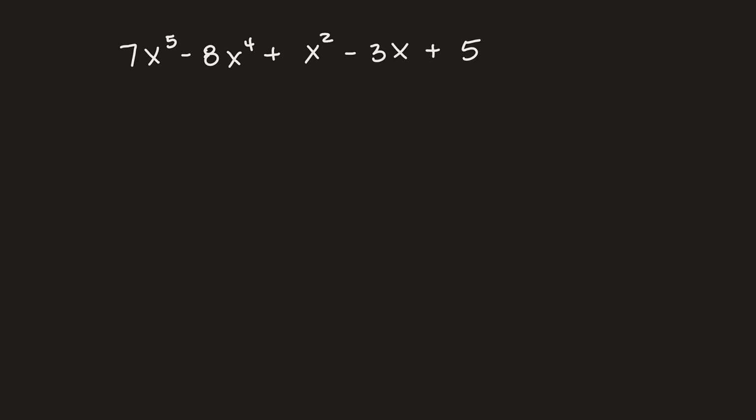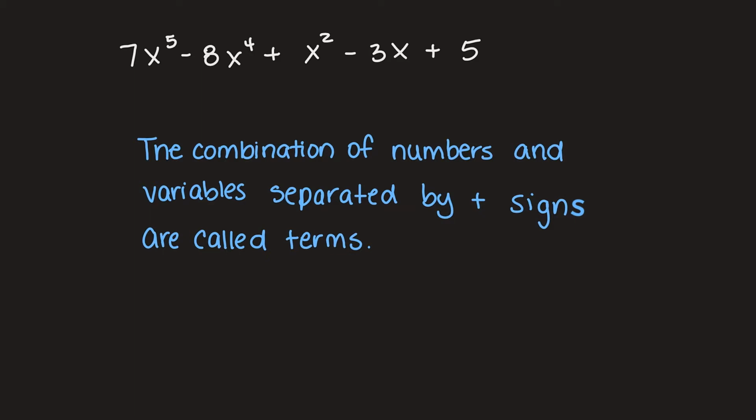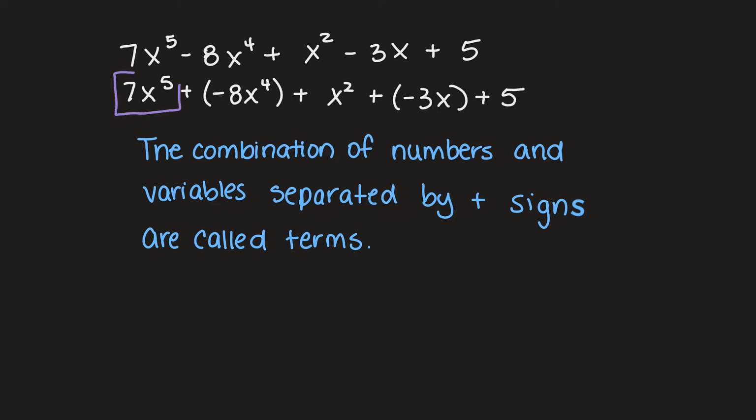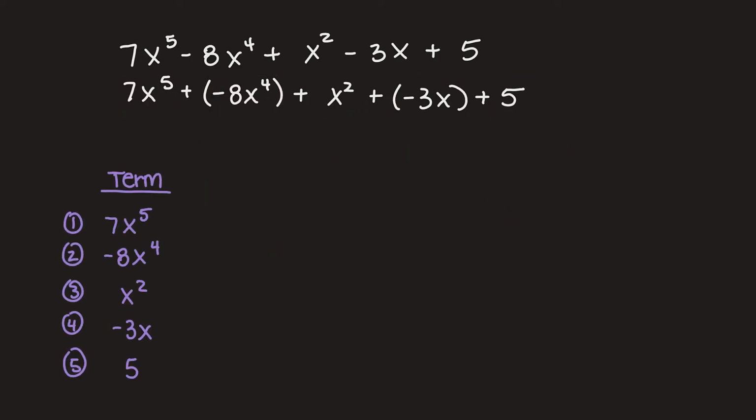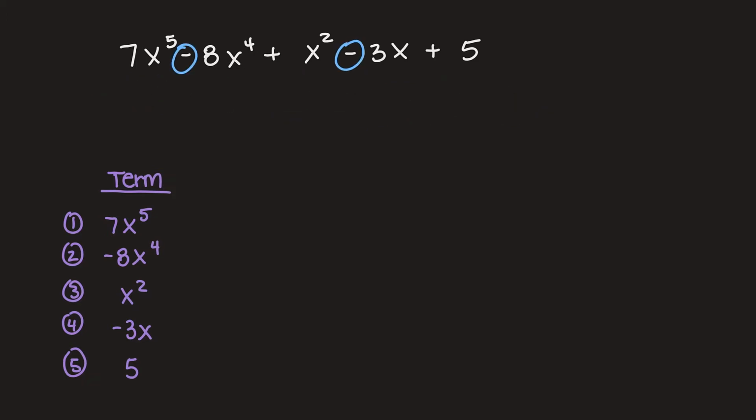Consider the following polynomial. The combination of numbers and variables separated by plus signs are called terms. We can always rewrite this expression as a sum in the following way. These are the terms of the polynomial. So we don't always have to rewrite it this way, but just remember to include the subtraction sign as the negative sign for the term.